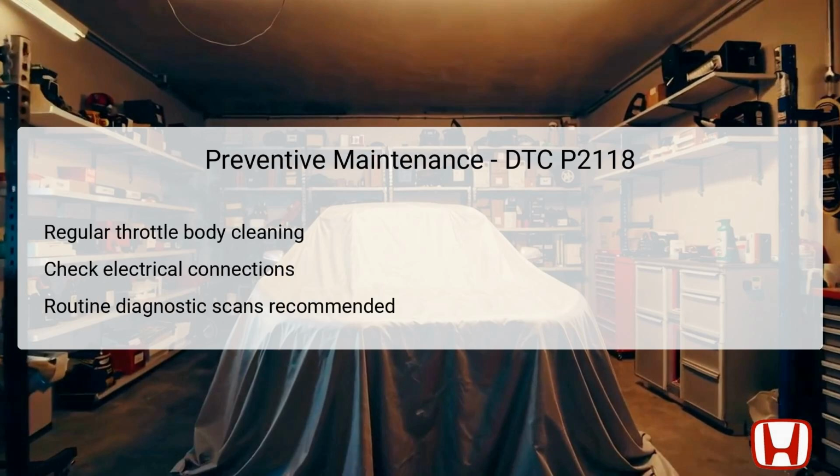Preventive maintenance for the throttle actuator and associated systems can greatly help in avoiding future occurrences of DTC P2118. A recommended practice is to schedule regular cleaning of the throttle body. Carbon buildup can affect the actuator's performance significantly over time. Additionally, routinely inspect all electrical connections for signs of corrosion, loosening, or damage that may lead to intermittent faults.